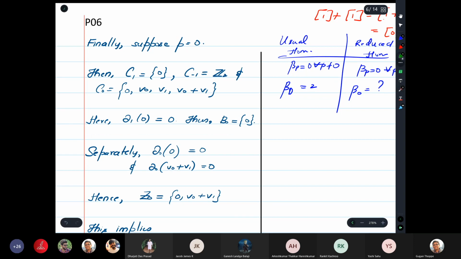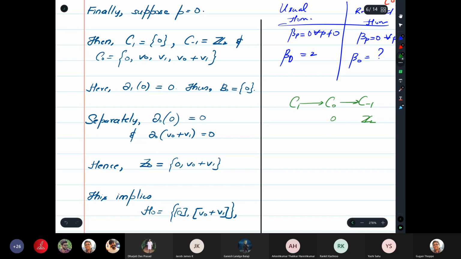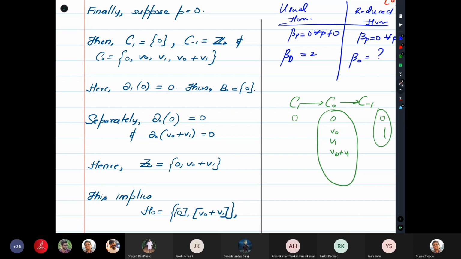So again, let's try to summarize that in order to compute beta 0 and in particular h0, we have to look at these three vector spaces, that is c1, c0 and c minus 1. So c minus 1 is z2, and this will be 0, v0, v1, v0 plus v1. This is your set. And so maybe I'll write Z2 also as made up of two elements, and then this will be an element 0. So would one of you like to volunteer to help me do this calculation? I'll help you, but please volunteer. So this is where the DABA1 operator is, and this is where the DABA0 operator is.